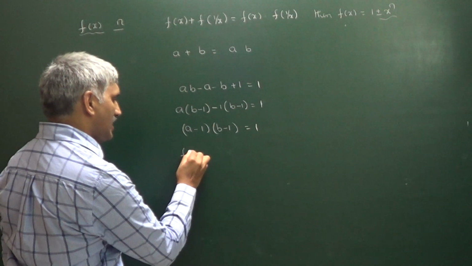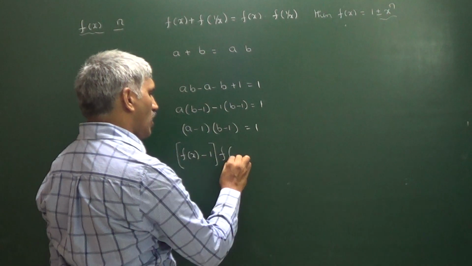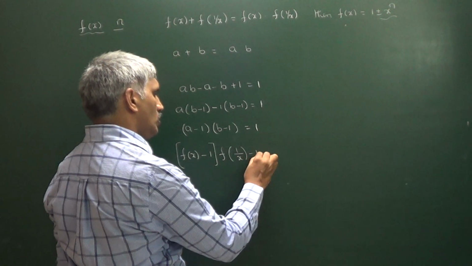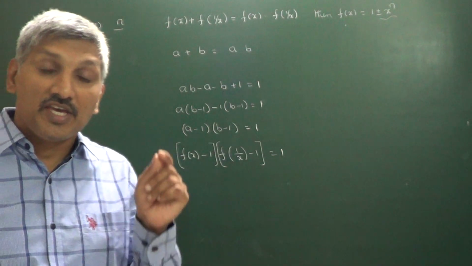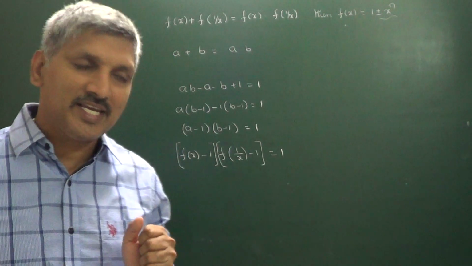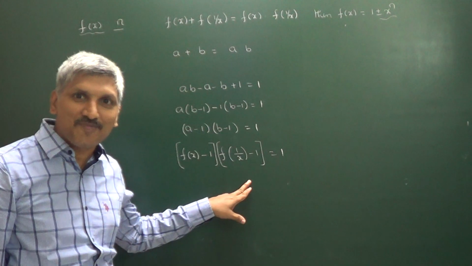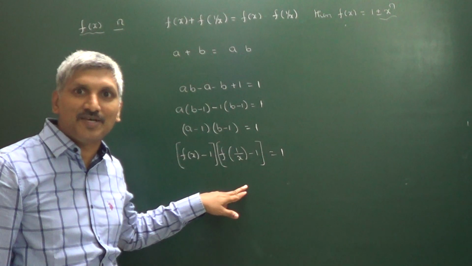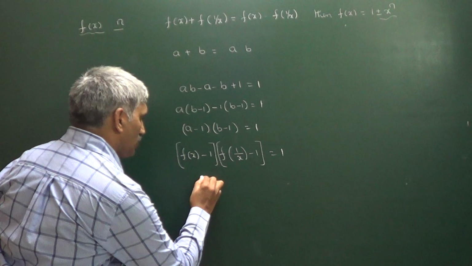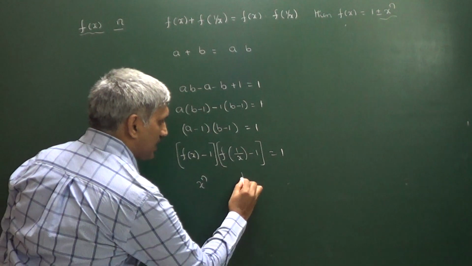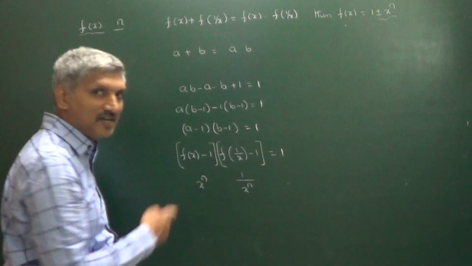What is a? a is nothing but f(x) − 1, and b is nothing but f(1/x) − 1. These two multiplied we are getting 1. But he is saying f(x) is a polynomial of degree n, and these two multiplied we are getting 1. Here x means there must be a reciprocal; the function and its reciprocal multiplied we are getting 1. That's why there is no alternative. Either this is equal to x^n, then automatically this will be 1/x^n. Then only these two multiplied you will get 1.